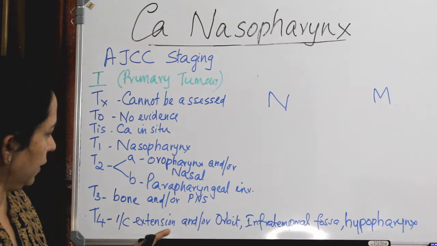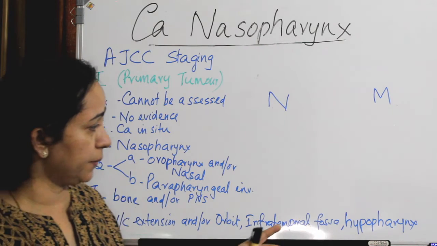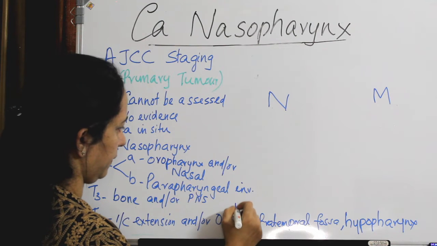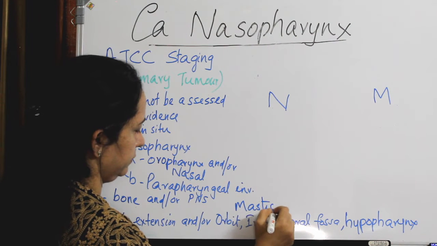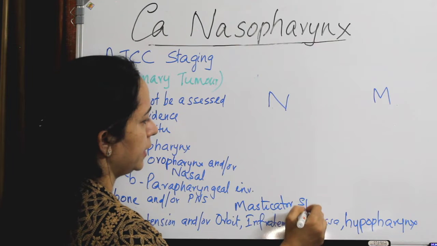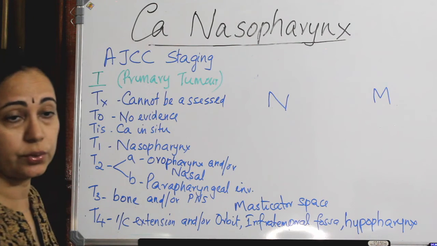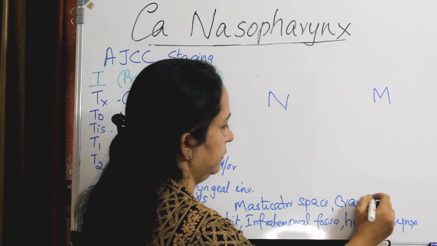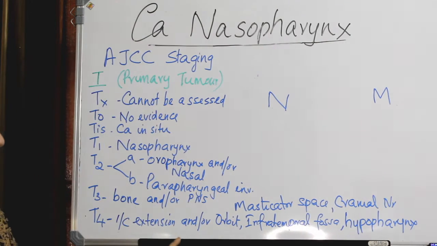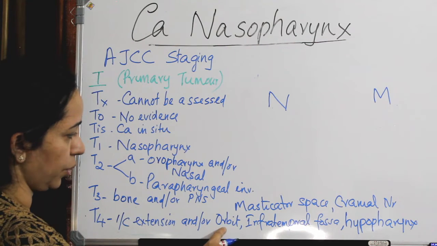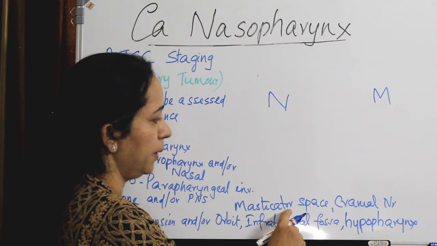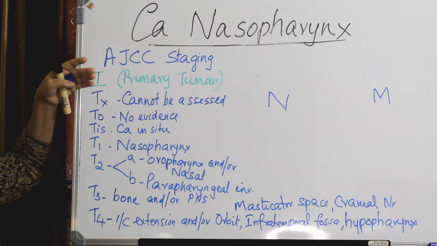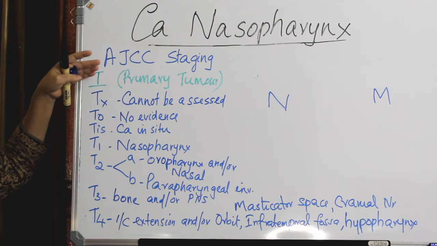Then orbit, infratemporal fossa, hypopharynx, masticator space. Okay. And along with the intracranial extension, what is also involved, that is cranial nerves. So intracranial extension and or other 5 structures: orbit 1, infratemporal fossa 2, hypopharynx 3, masticator space 4, and 5th is cranial nerve involvement. Then it becomes T4. So this is T staging according to AJCC.